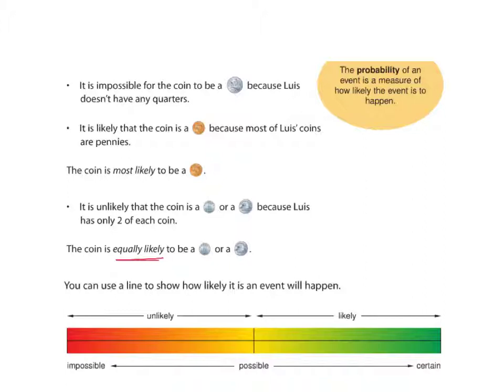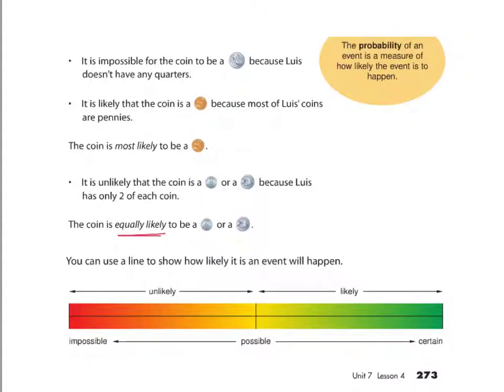We could use a line of continuum to show how likely an event is. If it is likely, if it is unlikely, if it's impossible, if it's possible, if it's certain. If it's certain, it absolutely must take place. So in this case, there's nothing that is certain. If he only had pennies in his pocket, it would be certain that the coin that fell out was a penny. But in this particular example, there is no certain example.